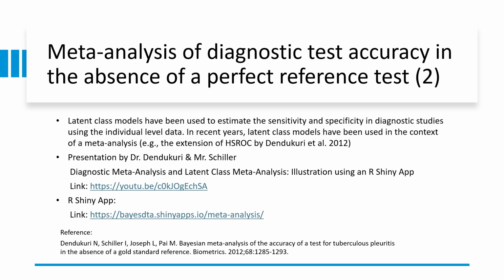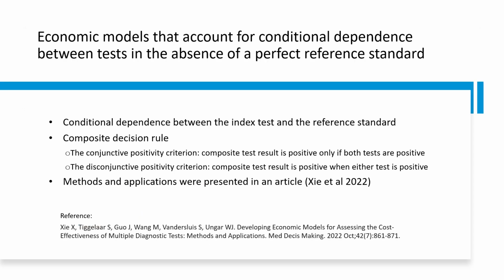Previously, researchers used WinBUGS and OpenBUGS software for the latent class meta-analysis model. More recently, Dendukuri and her team developed a Shiny app for several meta-analysis models. This app is user-friendly, and users can run various analyses online. Economic models have been developed to account for conditional dependence between tests in the absence of a perfect reference standard. You can read the article titled Developing Economic Models for Assessing the Cost-Effectiveness of Multiple Diagnostic Tests, Methods and Applications for the guidance of applying this method.